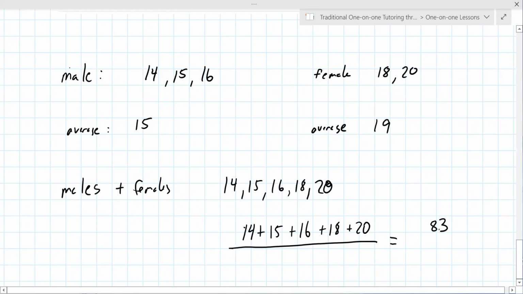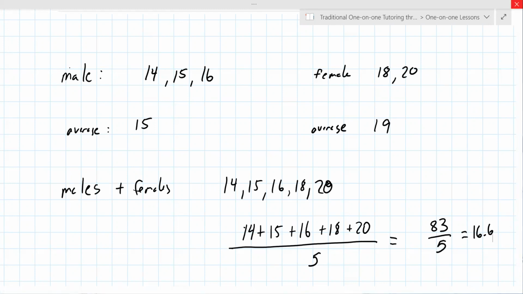Okay, and what do you divide by? How many numbers do you have? 5. And 83 divided by 5. 16.6. Very good. Okay. So how do you find an average, Sourish?